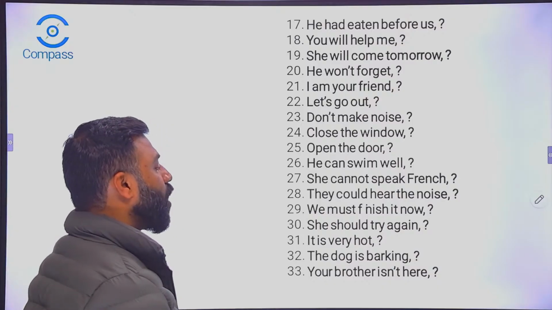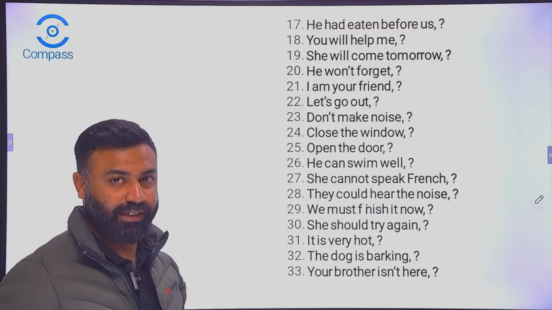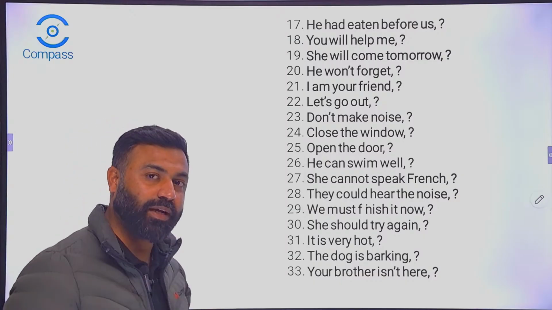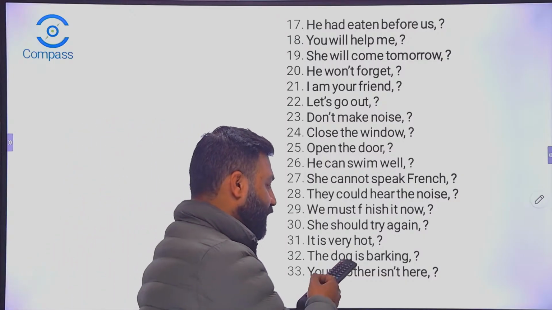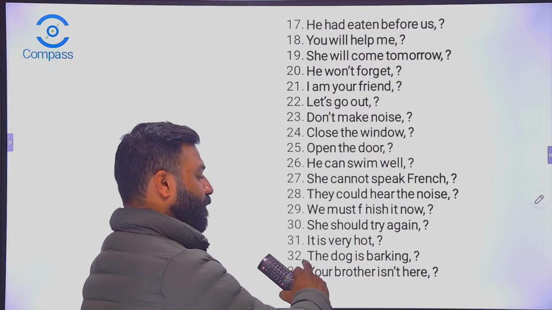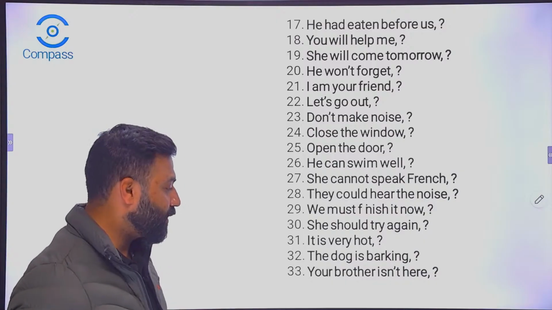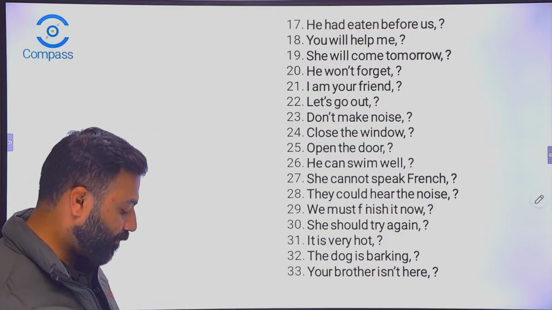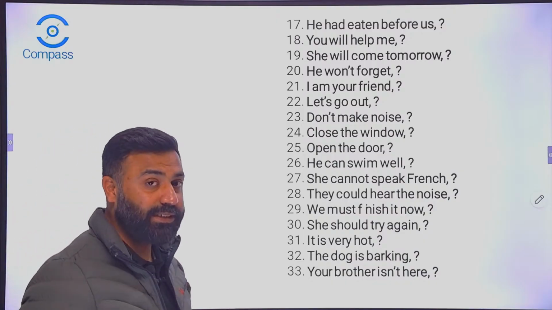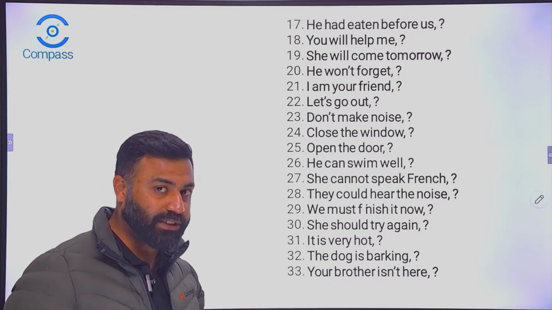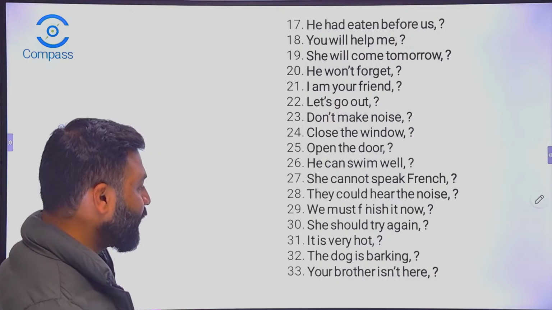It is very hot, isn't it? The dog is barking. Come on. We need to provide a pronoun for the dog. Come on. So 32, the dog is barking, isn't it? That's the right answer. Very good. Yes, Molly, that's the right answer. The dog is barking, isn't it?